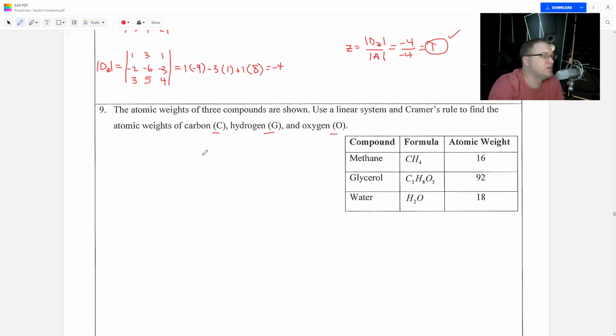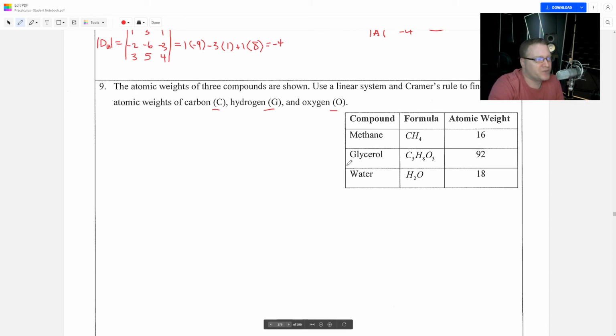All right. So how are we going to do this? Well, here it tells us that methane weighs 16, and we know that it has 1 C and 4 H's, which is G. So we know that it's going to be C plus 4G equals 16.